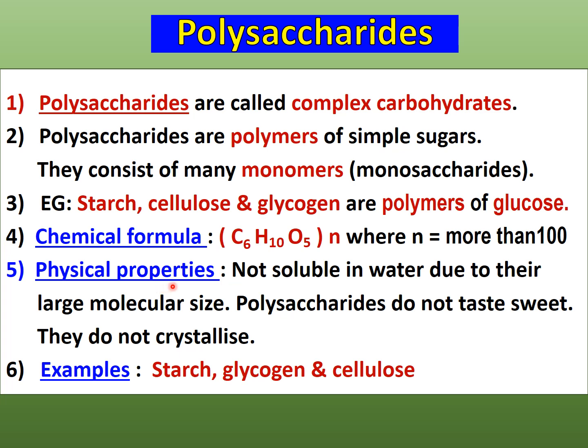Now, physical properties of polysaccharides. They are not soluble in water because they have a large molecular size, and they do not taste sweet, they do not crystallize. So this is how it's different from the disaccharides and monosaccharides. The physical properties of polysaccharides are different from monosaccharides and disaccharides. Now, examples of polysaccharides are starch, glycogen, and cellulose.